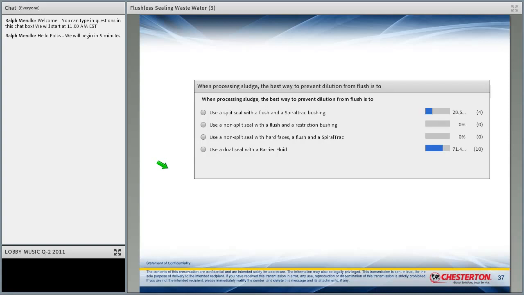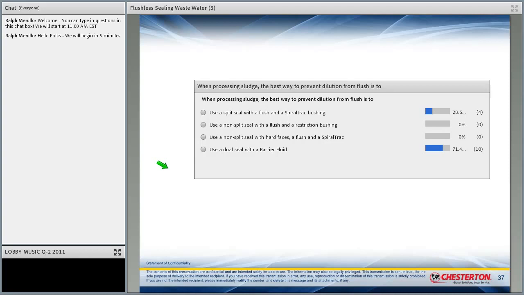So what we see is 71% of you have said dual seal, and that really is the answer I was looking for, because with a dual seal you're not going to contaminate the process. A split seal with a spiral track is the other way to do it, in that with the spiral track and hard face you can reduce the amount of flush that you're using. But you're still using some flush. So whenever you use a flush, some of it's always going into the process.